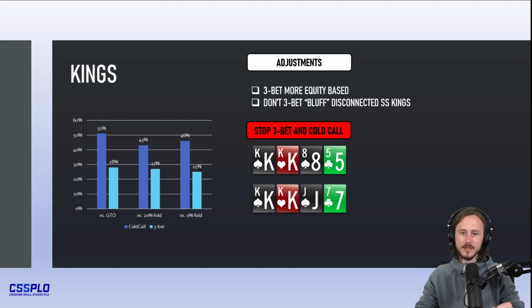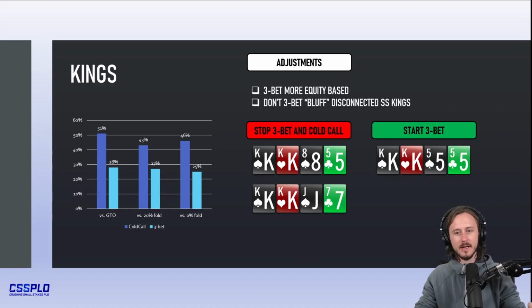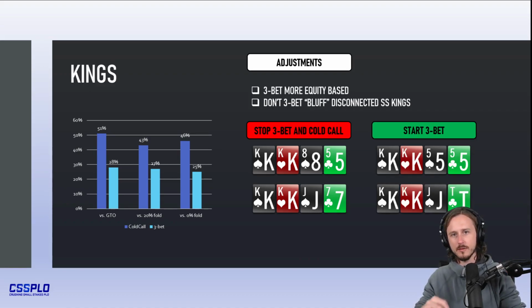There are also kings that we are generally more leaning towards a cold call here, but are now interested in 3-betting. And these are kings like king, king, 5-5 single suited or king, king, jack, 10 single suited. Now these kings, many of us don't really 3-bet them here because they don't want to risk getting 4-bet.